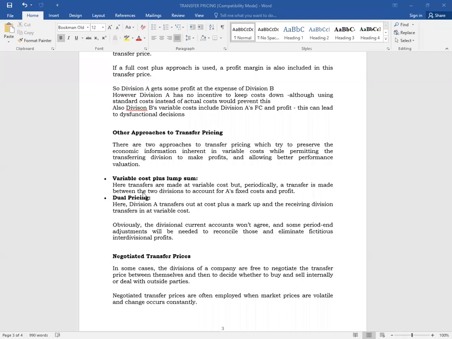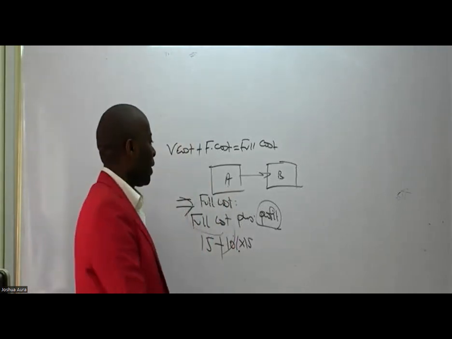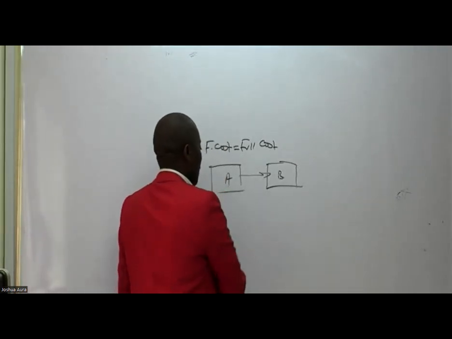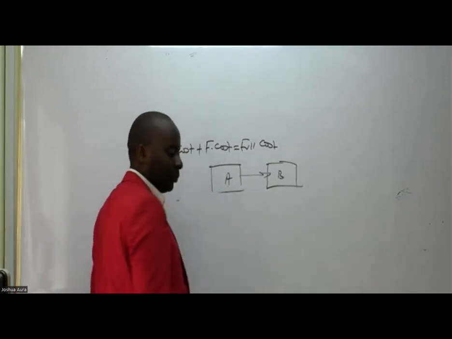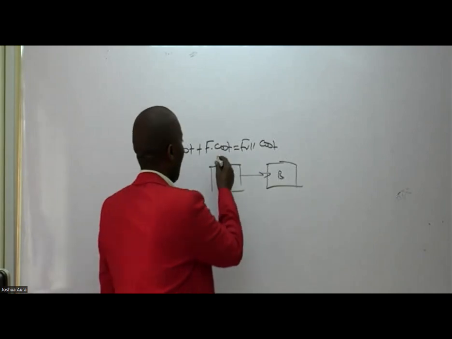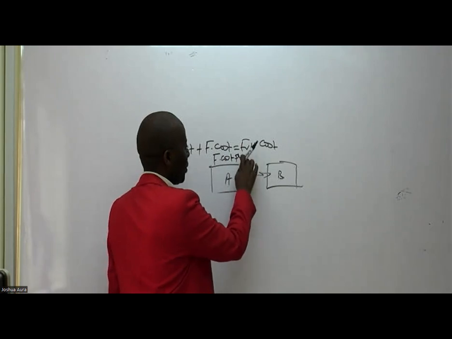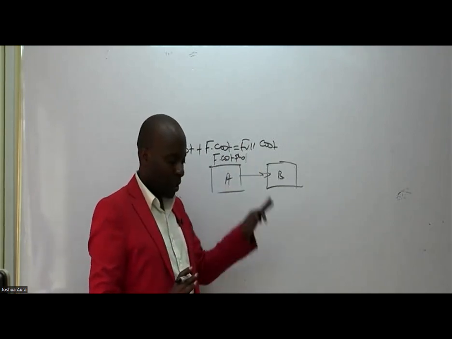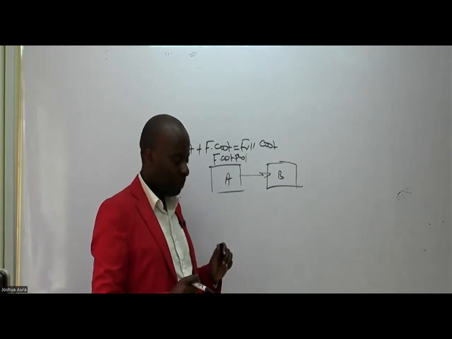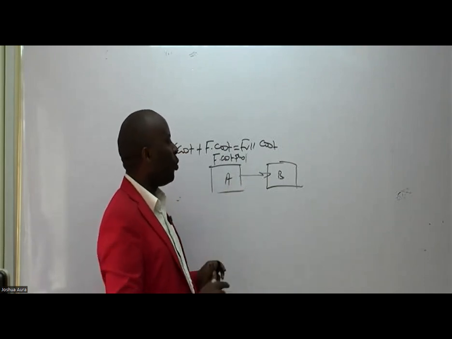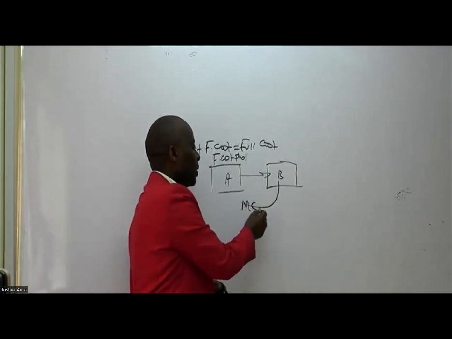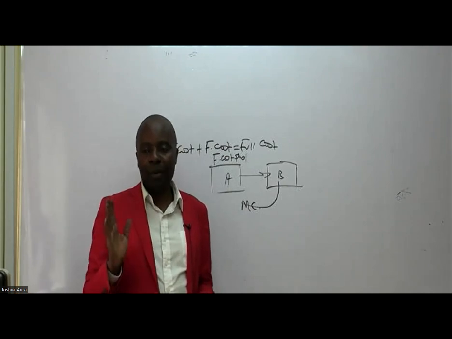So under dual pricing, at the end of the day, each one of you does what is best for you. How do we do this? Very easy. A would want the full cost plus profit as the transfer price: variable cost, fixed cost plus profit. B would always want marginal cost or variable cost pricing.